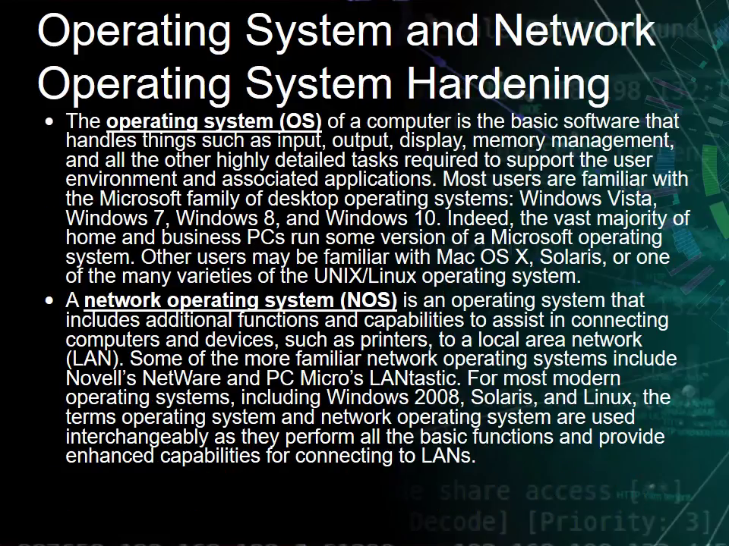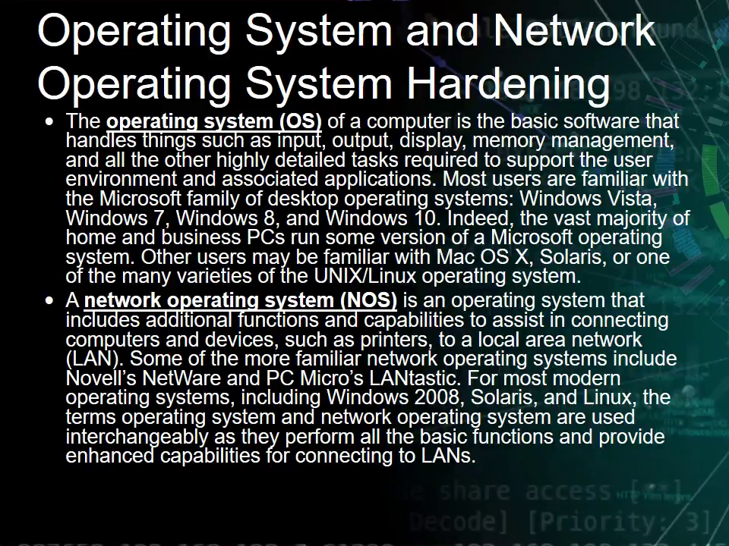The operating system of a computer, or OS, is the basic software that handles things such as input, output, display, memory management, and all other highly detailed tasks required to support the user environment and associated applications. Most users are familiar with the Microsoft family of desktop operating systems, such as Windows Vista, Windows 7, Windows 8, and Windows 10. Indeed, the vast majority of home and business PCs run some version of a Microsoft operating system. Others that you may be familiar with are Mac OS X, Solaris, and a variety of different Linux and Unix operating systems.